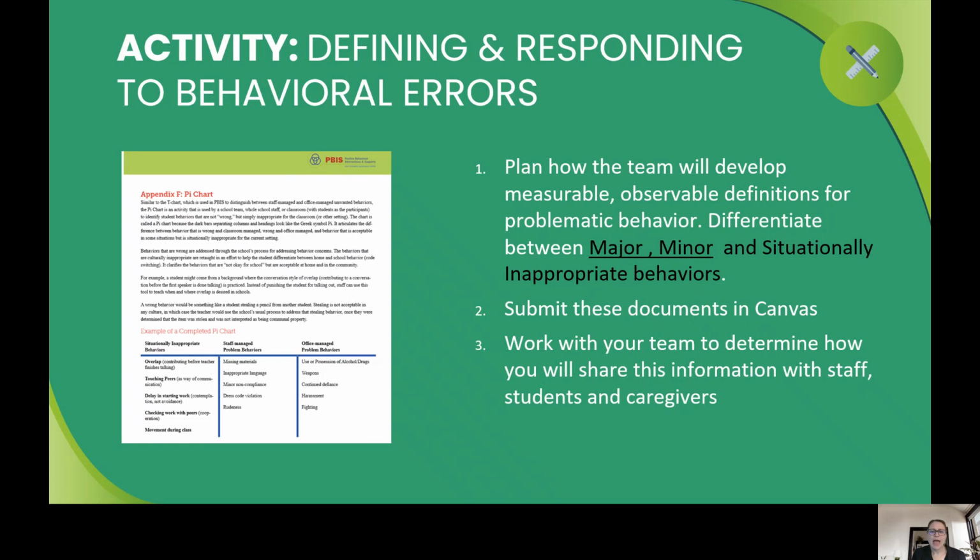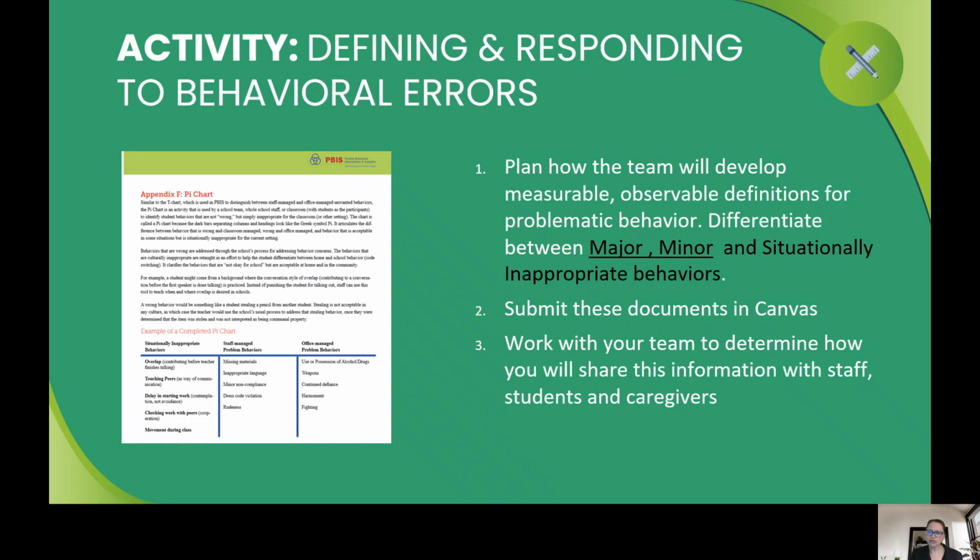Plan with your team how you'll develop measurable, observable definitions for problem behavior. Make sure to differentiate between major, minors, and situationally inappropriate behaviors. Think about how you'll get your team to come to consensus on behavioral definitions for concerning behavior. Will you create subcommittees, facilitate a discussion at a staff meeting, survey staff, or use some other method?